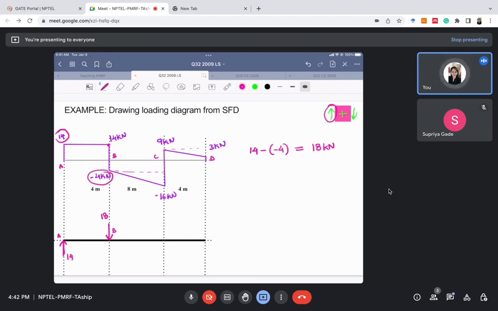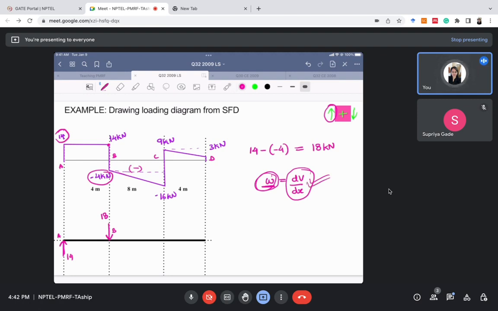Another thing we notice is that in section BC, the shear force diagram is negative, but it is increasing. Negative and increasing. So we will use this formula, w = dV/dx. For drawing the loading diagram from the shear force diagram, the intensity of the loading diagram is equal to the slope of the shear force diagram. So to find the intensity of the loading for section BC, we will see what the slope of the shear force diagram is for section BC.